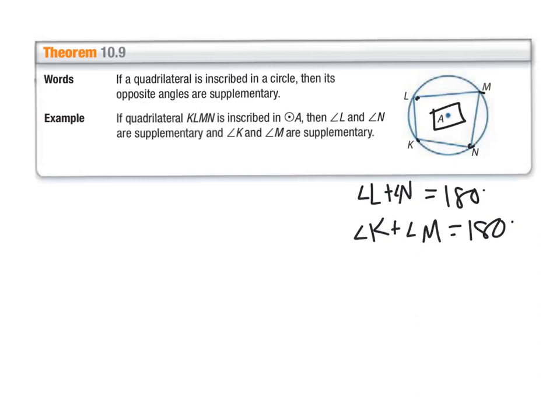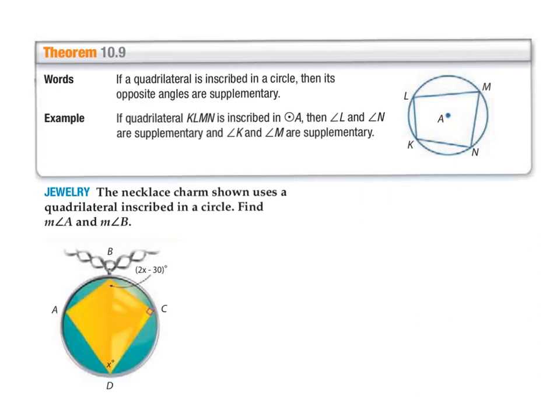Let's go ahead and take a look at some example problems. All right, in this first problem here, they say the necklace charm shown uses a quadrilateral inscribed in a circle. Find the measure of angle A and the measure of angle B.